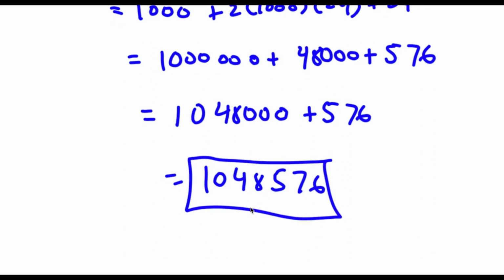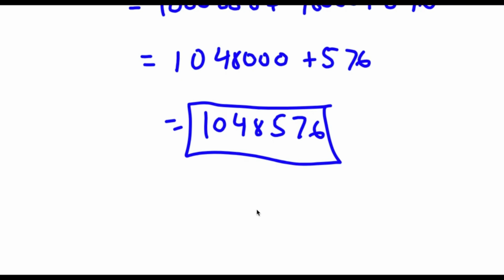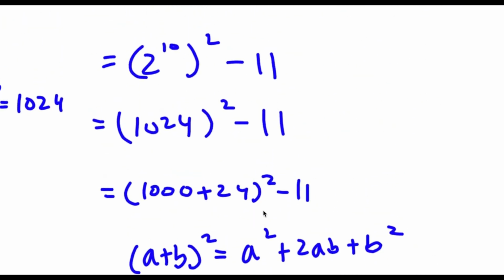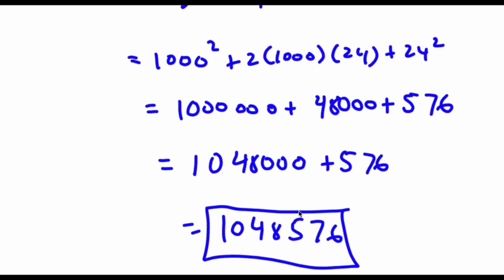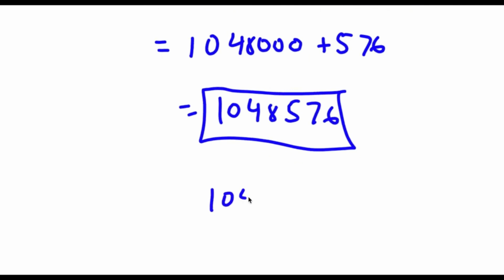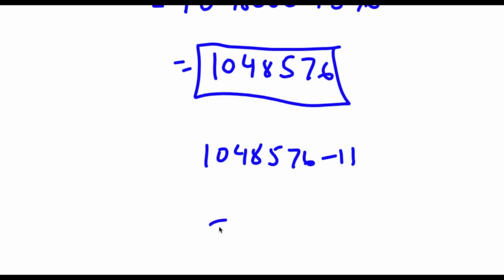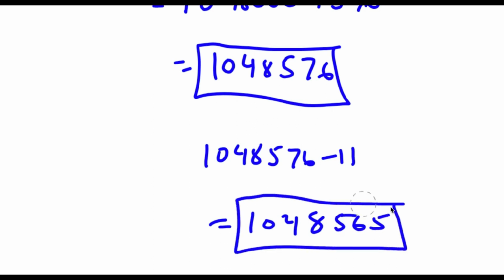So this is our answer. However, remember, we have this minus 11. So now I have 1,048,576 minus 11, which is equal to 1,048,565. So this is my actual answer.